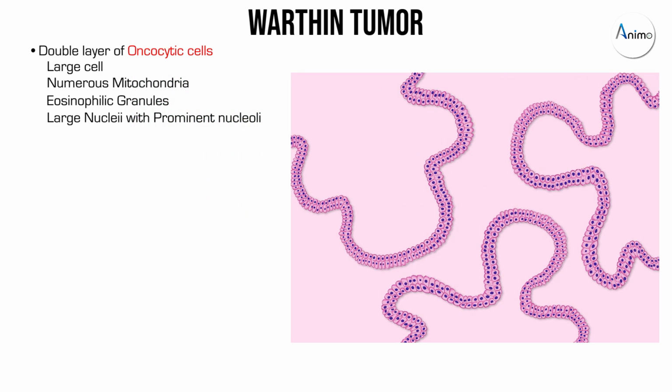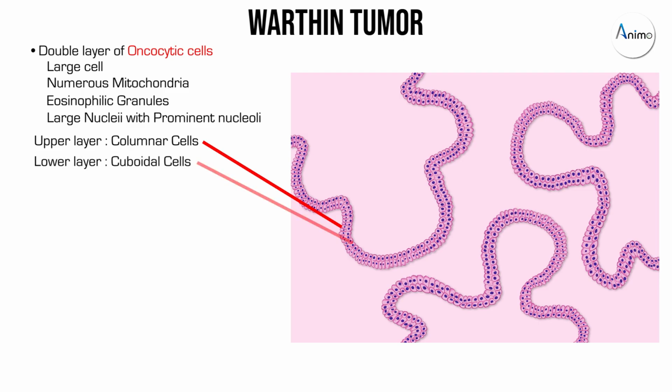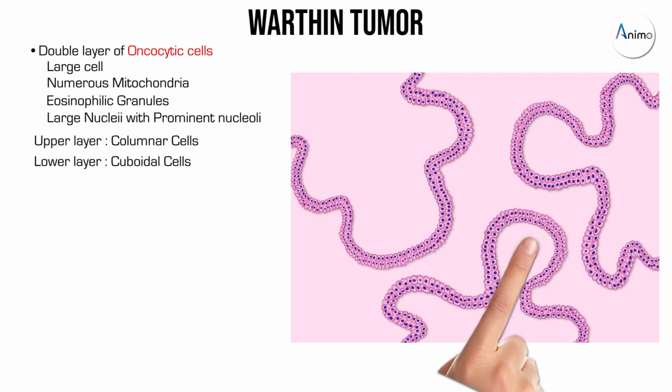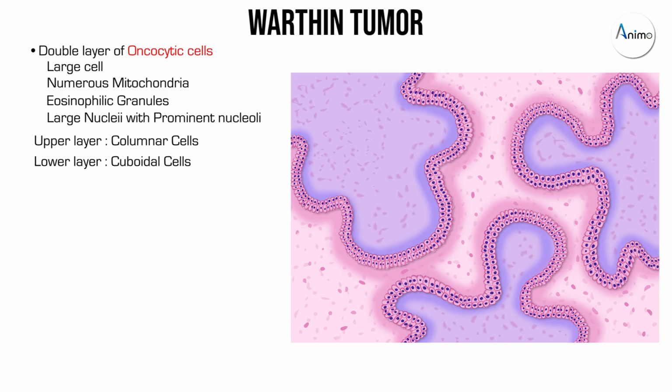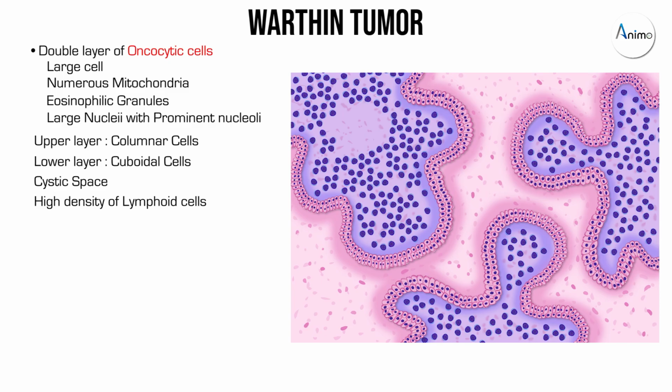And these oncocytic cells are arranged in two layers. The upper layer consists of columnar cells and the lower layer consists of cuboidal cells. Together, this double layer of oncocytic cells forms a structure with finger-like projections, just like this. And in between these finger-like projections, we find the cystic space. Look at this one. The stroma of these finger-like projections consists of a high density of lymphoid cells, and in between these lymphoid cells, we find the germinal center.